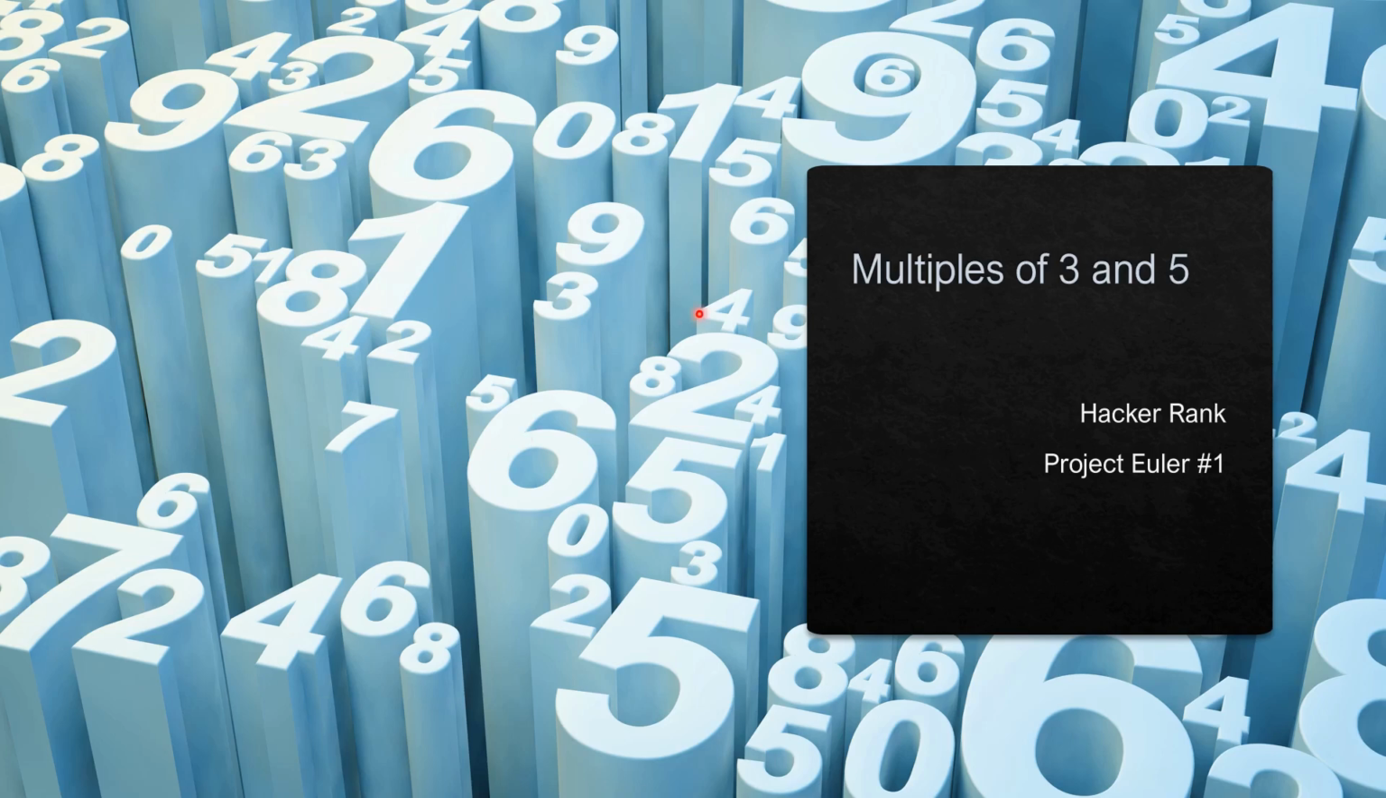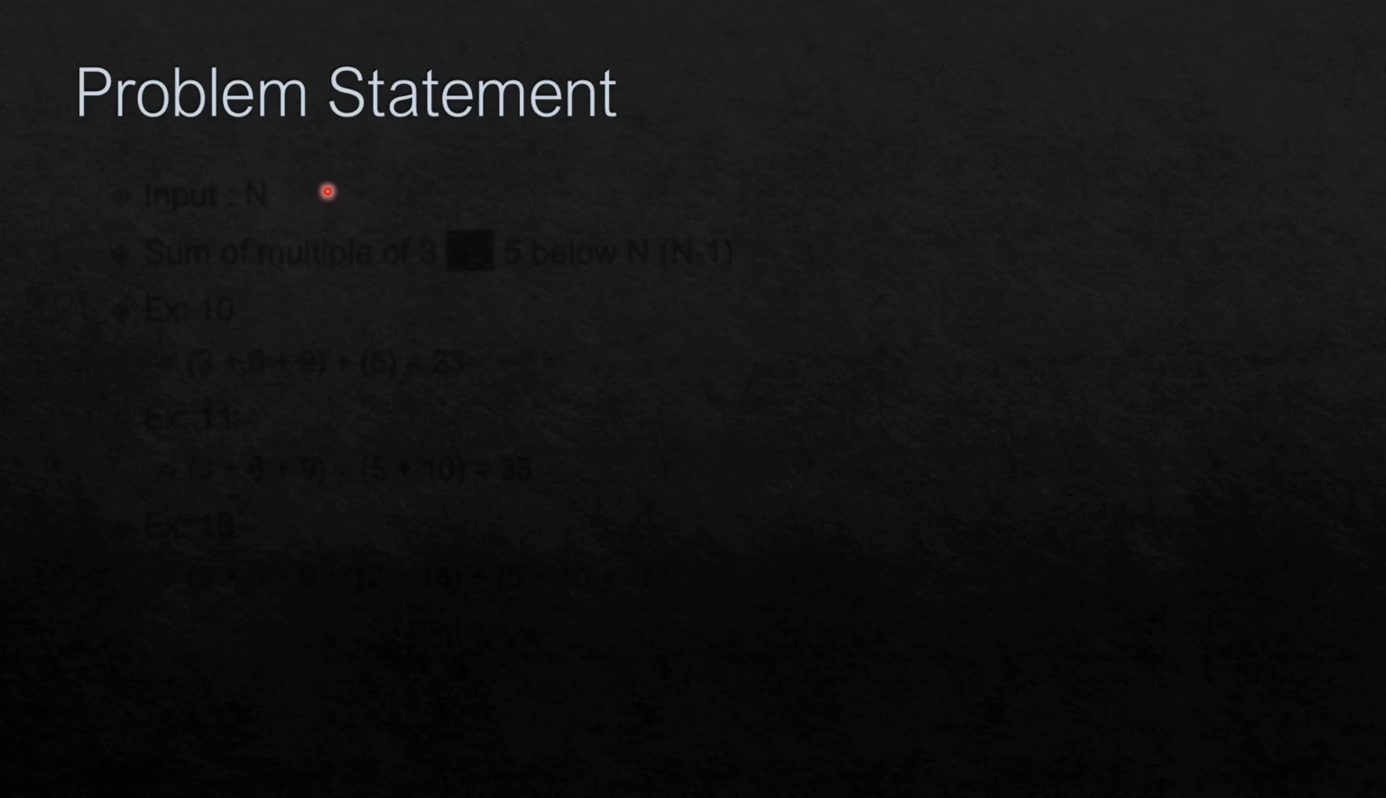So today we will be starting with the new series from the HackerRank website. I'll be going through the Project Euler problems. This is the first problem, which is multiples of 3 and 5. Let us go through the problem statement.